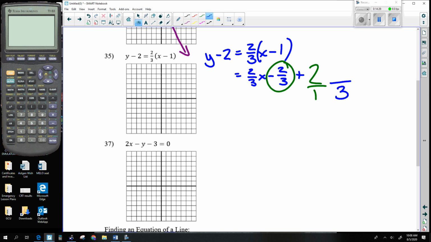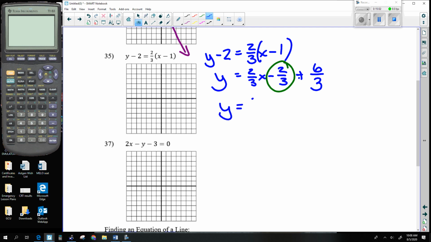I'm getting ahead of myself. It needs a denominator of 3. Okay, so if I need this to be 3, I need to multiply by 3 to make that happen. So I multiply by 3. Okay, so you're a little rusty on your fraction skills. All right, so I add 2, quote unquote 2, which would be 6/3.